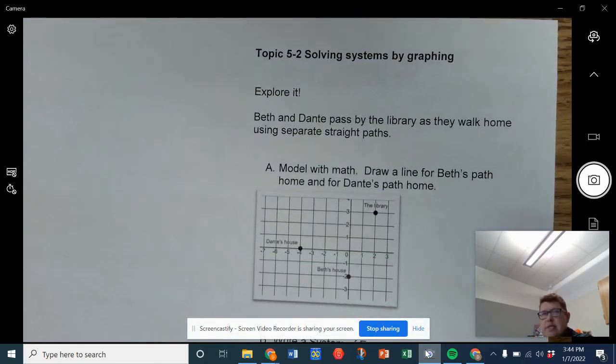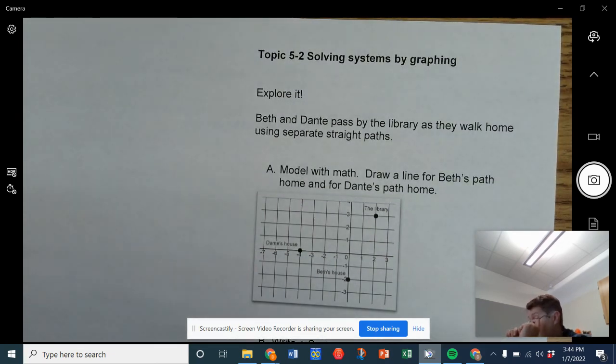Okay, guys, let's get to it. This is 2. This is kind of the second topic that we're going to talk about. This is when we are actually just graphing these systems of equations and seeing where they cross, or if they're the same line.